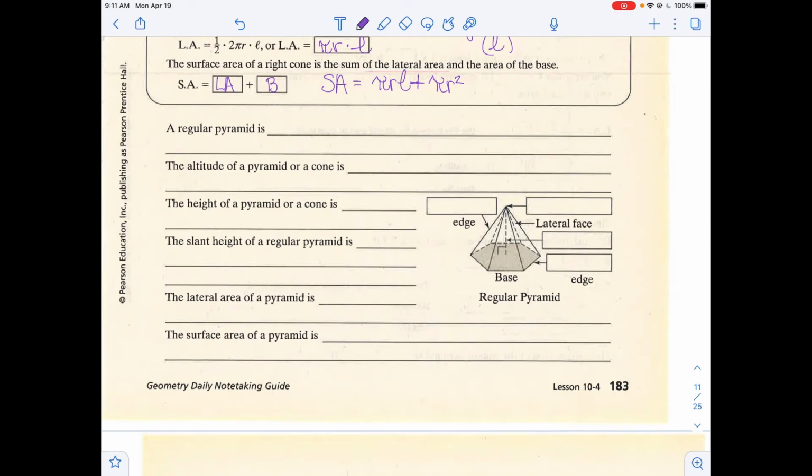Okay, then we have some vocabulary. A regular pyramid is a pyramid whose base is a regular polygon and lateral faces are congruent isosceles triangles.